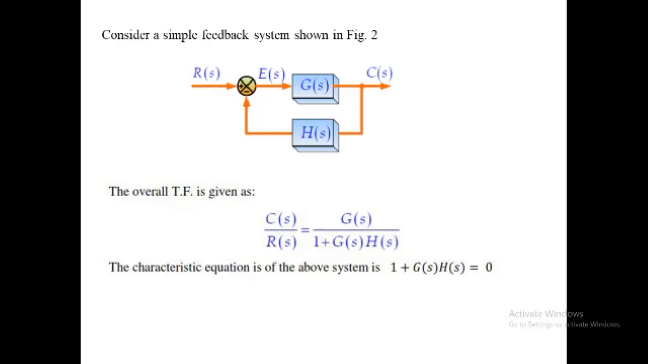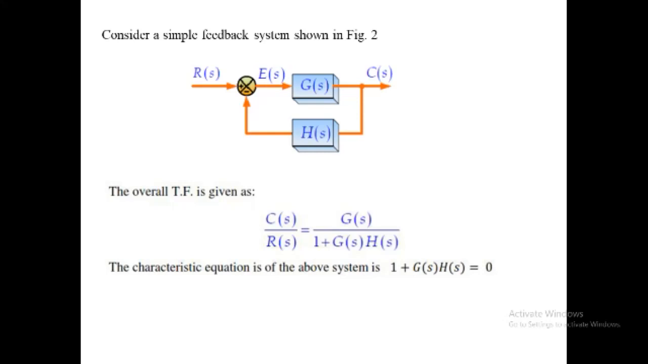And the characteristic equation of the above form is 1 + G(S)H(S) = 0, as the denominator is equated to 0. The roots of the characteristic equation are called the closed loop poles, and the location of such roots or poles on the S-plane indicates the condition of stability as shown in the above figure. The stability condition based on the location of the closed loop poles is shown by this equation.